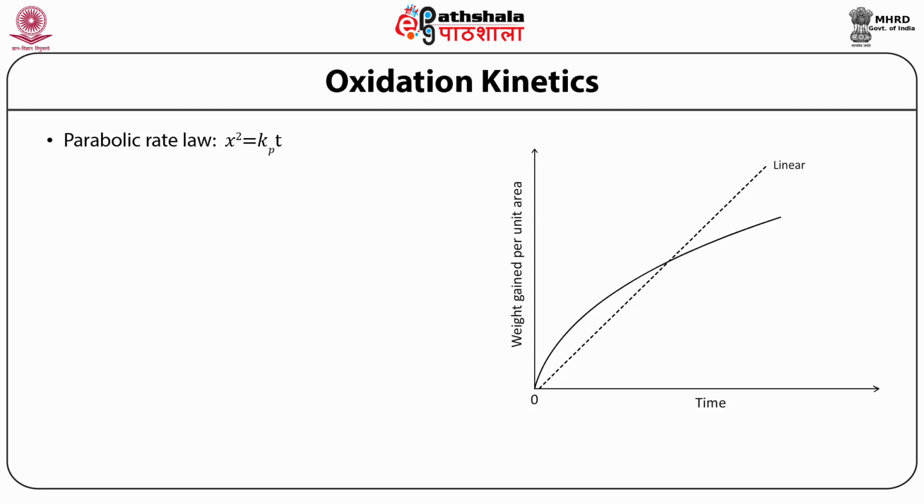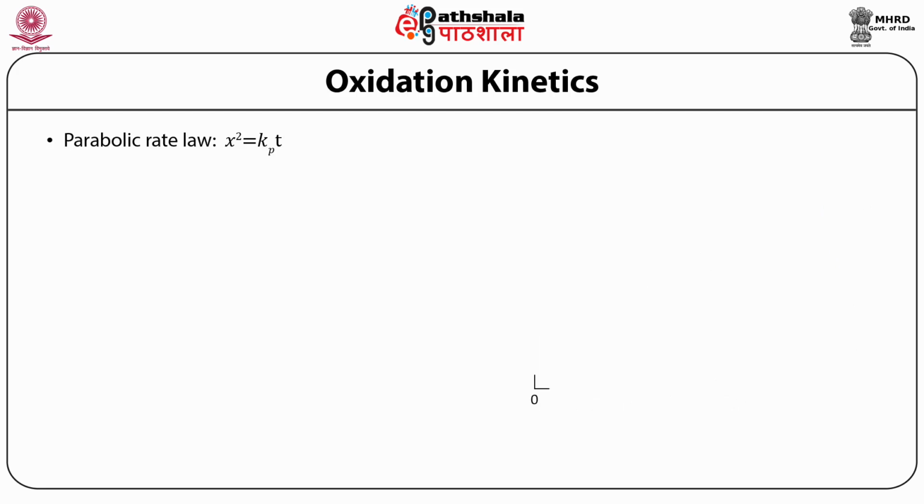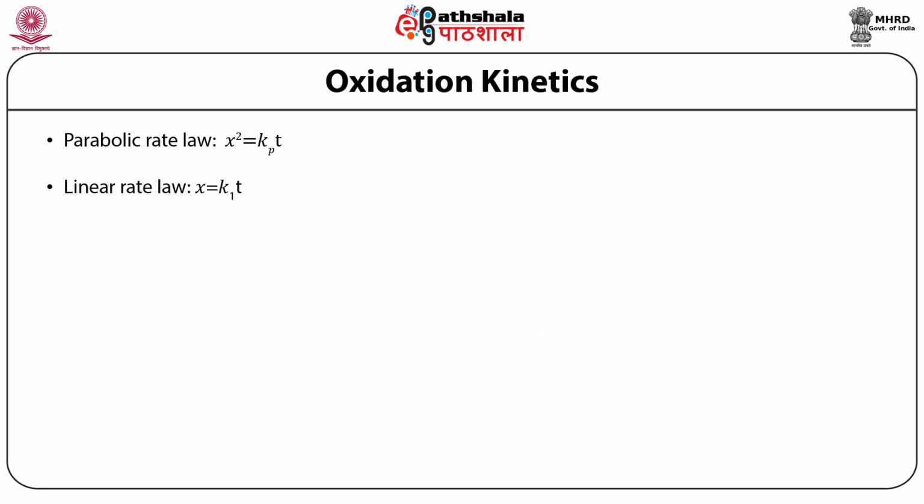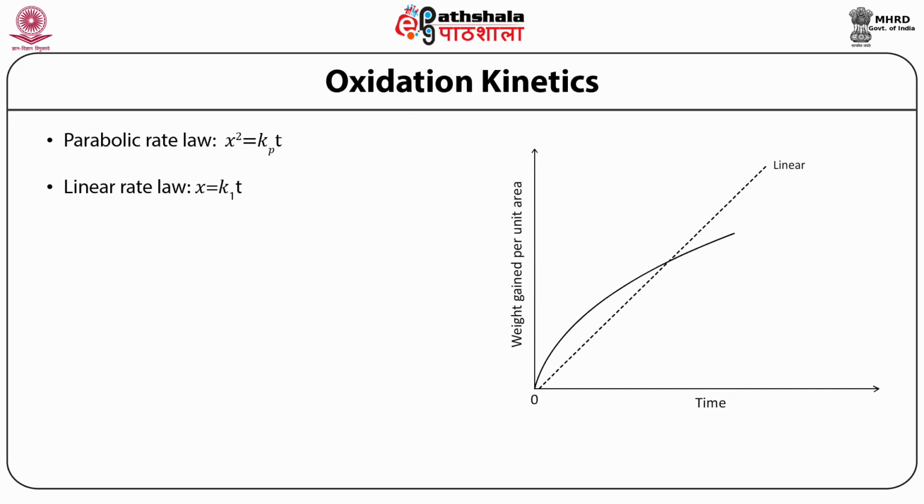The parabolic rate law can be derived by considering the diffusion controlled growth of the oxide film. This figure shows the steady state flux of diffusion of metal ions from the metal oxide interface to the oxide environment interface is rate controlling. The next law which we are going to study is the linear rate law. The linear rate law is given by x equals k1 multiplied by t, where x is the thickness of the oxide, t is the time, and k1 is the linear oxidation rate constant.